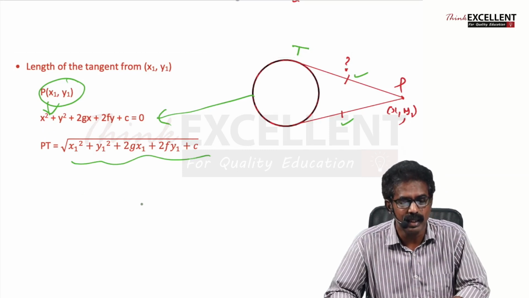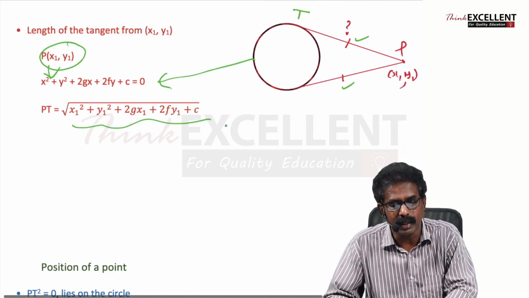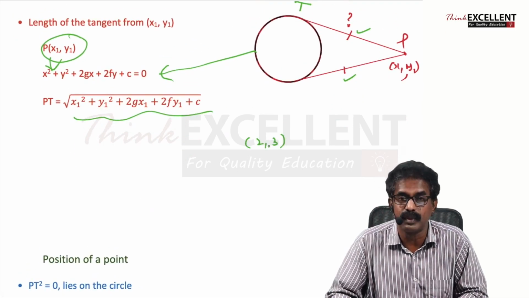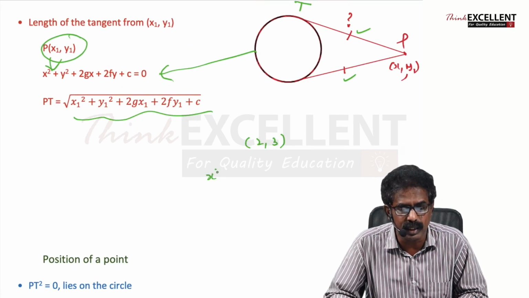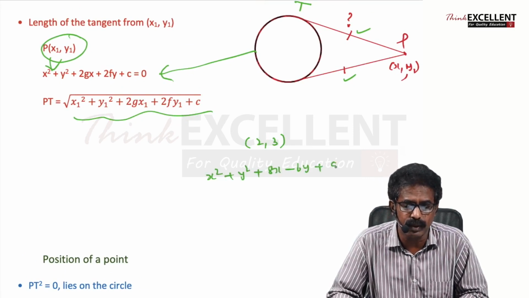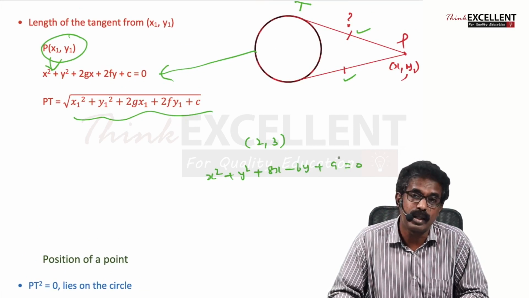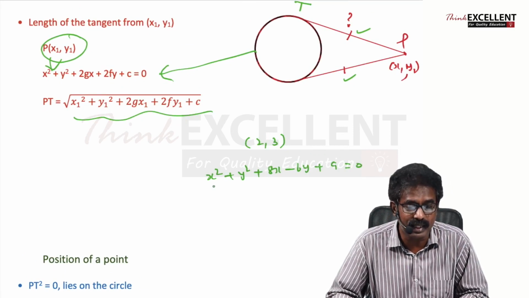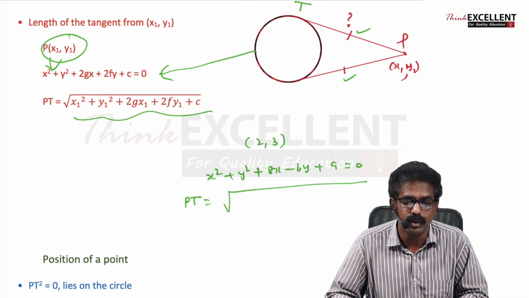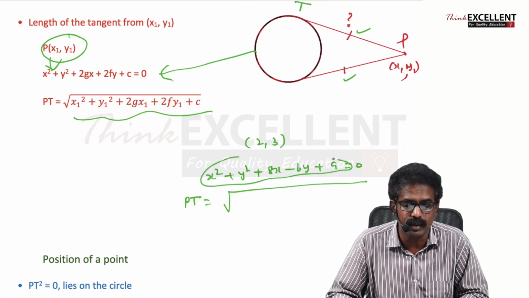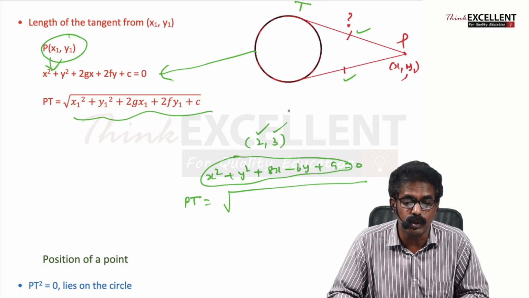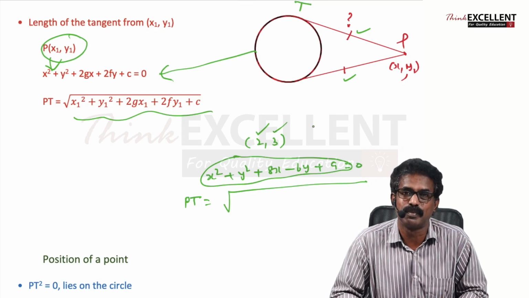Okay, so listen here. Suppose they give a point, say, 2, 3. Circle's equation, they are giving x square plus y square plus 8x minus 6y plus 9 equal to 0, something like that. What is the length of the tangent? So PT equal to root you put. So this is what you are going to write. But don't write x and y. Wherever x comes, you put 2, and for y, you put 3. Simplify, you'll get the answer.